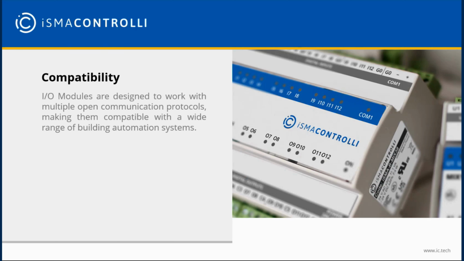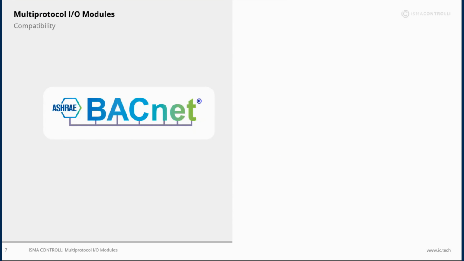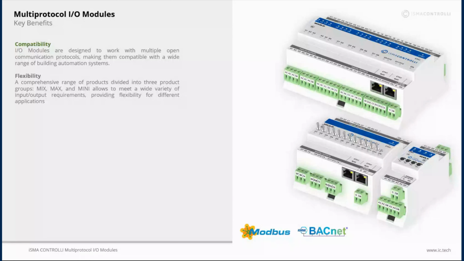So let's start with the compatibility of our I/O modules. Why are we here? We are all in the building automation management systems, and our products are designed to work with multiple different building automation systems. How? All of our multi-protocol I/O modules are enabled with BACnet and Modbus protocols. BACnet, including BACnet MSTP and BACnet IP. In terms of Modbus, we have Modbus RTU and Modbus ASCII for the RS485 communication, and Modbus TCP/IP for the IP communication.